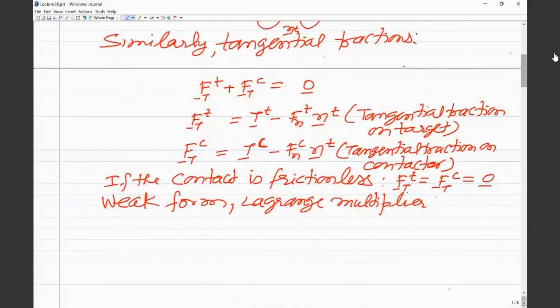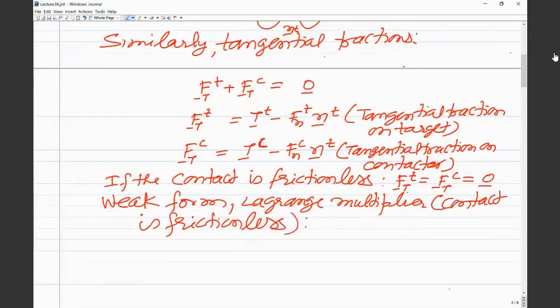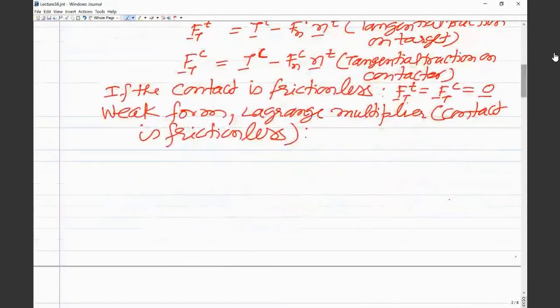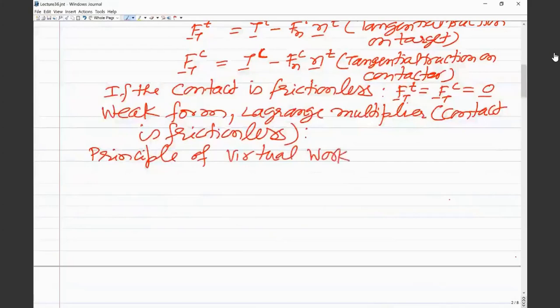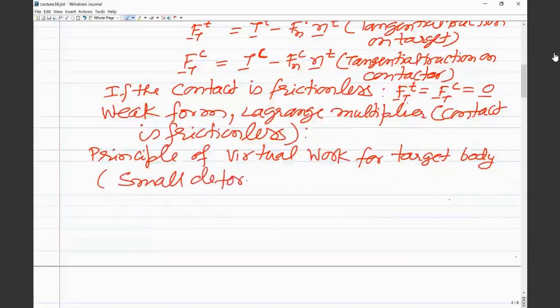Now what I'm going to do is this weak form is for the frictionless contact, so the tangential tractions are zero. Both penalty as well as Lagrange multiplier I will do based on that. So the contact is frictionless. We write the target body and contactor body separately. So we write the principle of virtual work for the target body. And in this, we are going to assume that the problem is a small deformation problem, not a finite deformation problem. The target and contactor bodies are individually linear elastic.